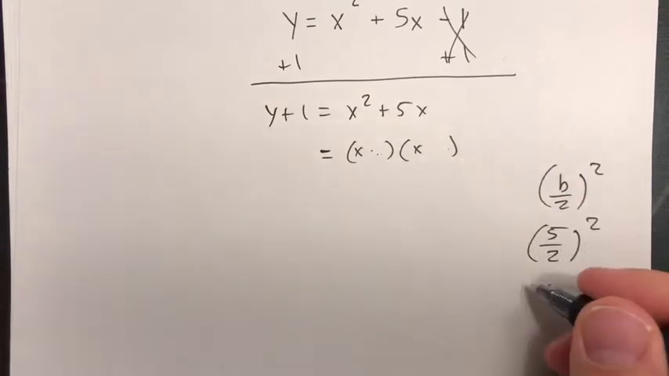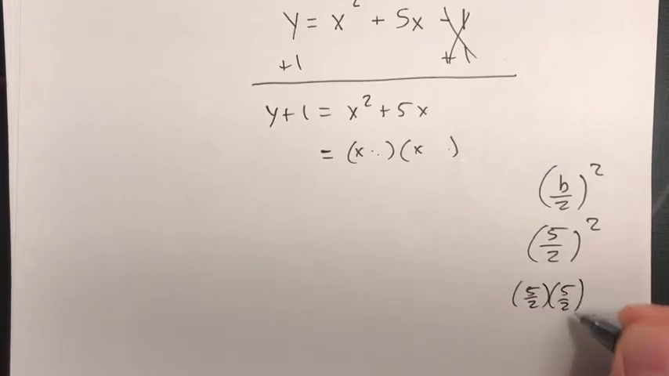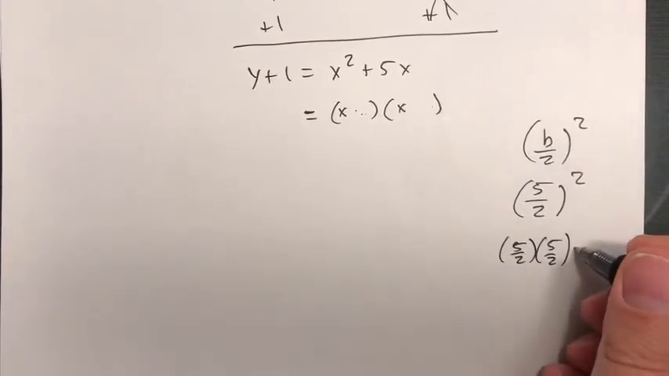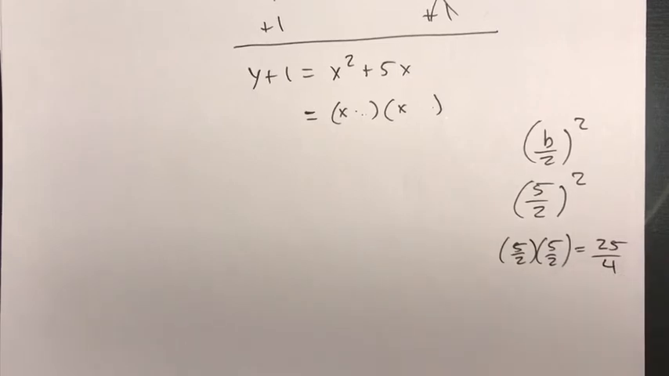5 over 2 squared is the same thing as 5 over 2 times 5 over 2. And that is just going to be found by multiplying 5 times 5 and 2 times 2 straight across. So 5 times 5 is 25, and then 2 times 2 is 4.